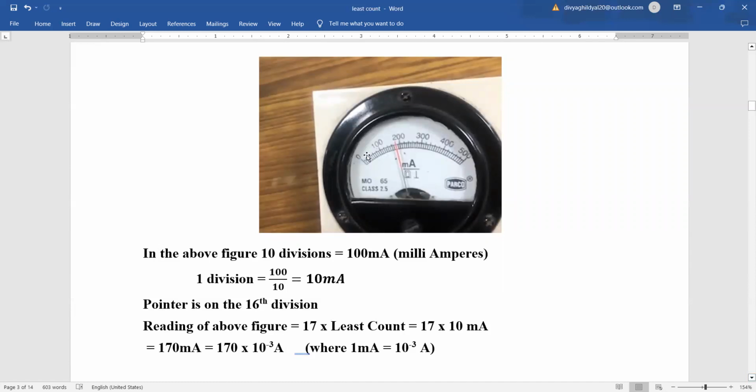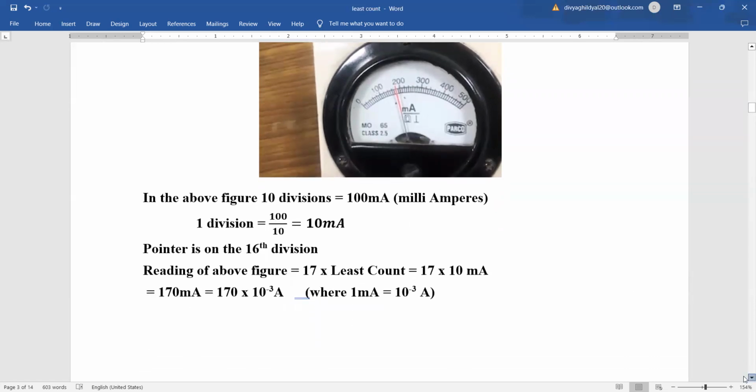We can notice 10 divisions here are showing us 100 milliampere. So one division is showing us 100 upon 10, that is 10 milliampere is being read by one division of this scale, or 10 milliampere here is the least count of this scale. The pointer is on the 16th division. See, 10, 11, 12, 13, 14, 15, 16. So the reading, it is on the 16th division or the 17th division, whichever is visible to you. So that reading into least count becomes 17 into 10 milliampere, which is 170 milliampere, or in terms of ampere, it is 170 into 10 to the power of minus 3 ampere.